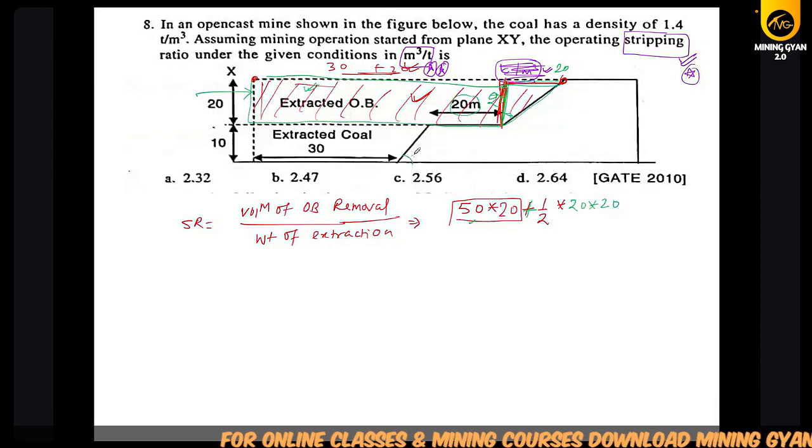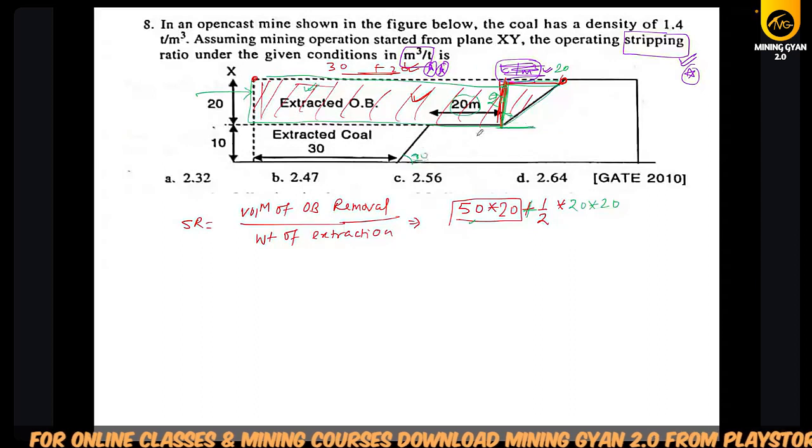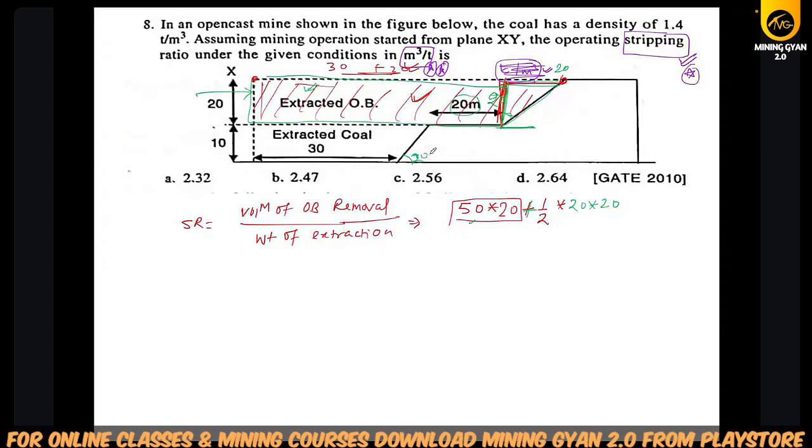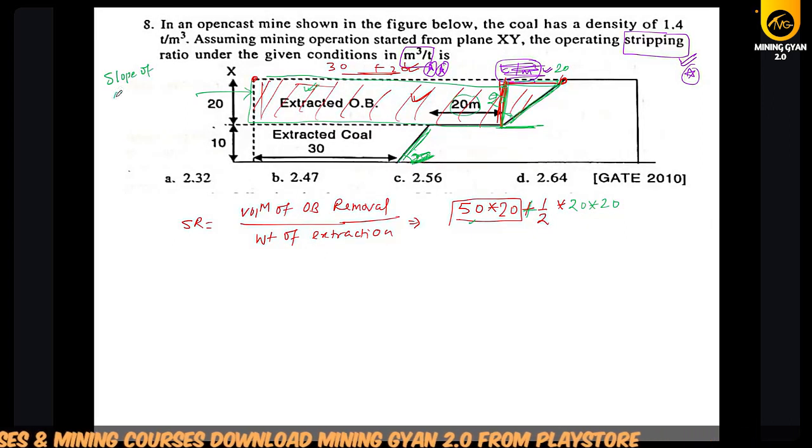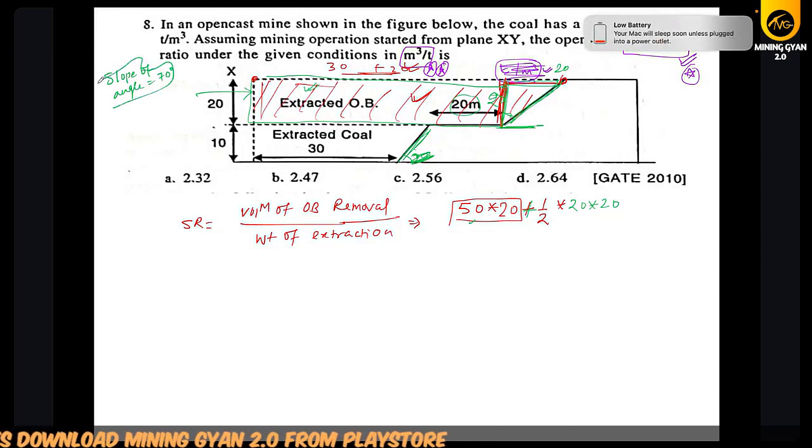If he has given us the 30 degree, then we can take the other way, 20 degree, 70 degree. So if he has given us the angle, but he has not mentioned any angle, we can skip this question, because here he has not mentioned the angle. Or otherwise, the slope of the angle he has not mentioned, so we can take the slope of the angle. Take 70 degrees, and then we will try to solve the question.